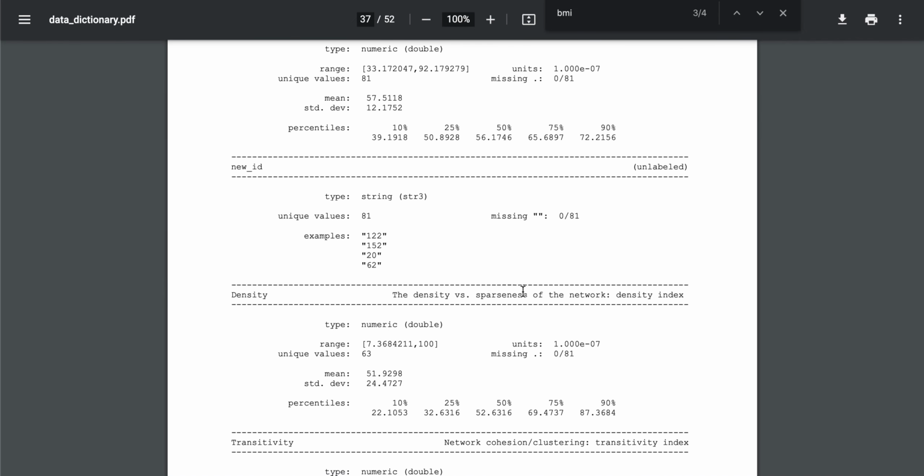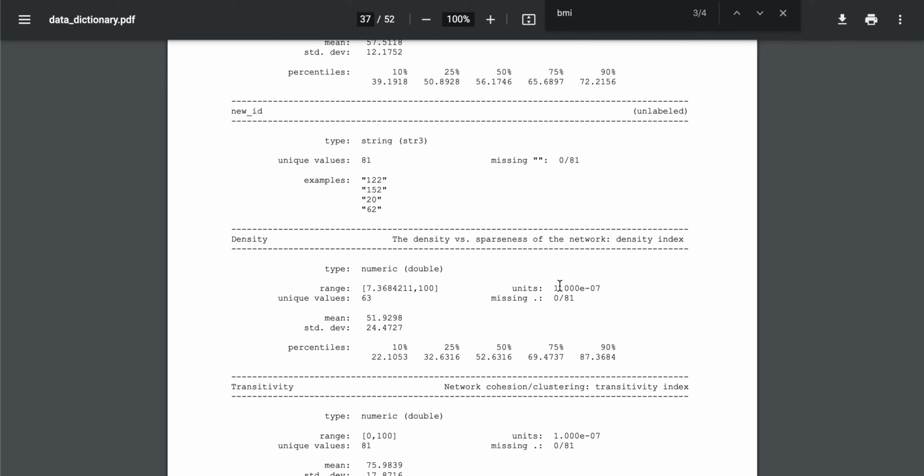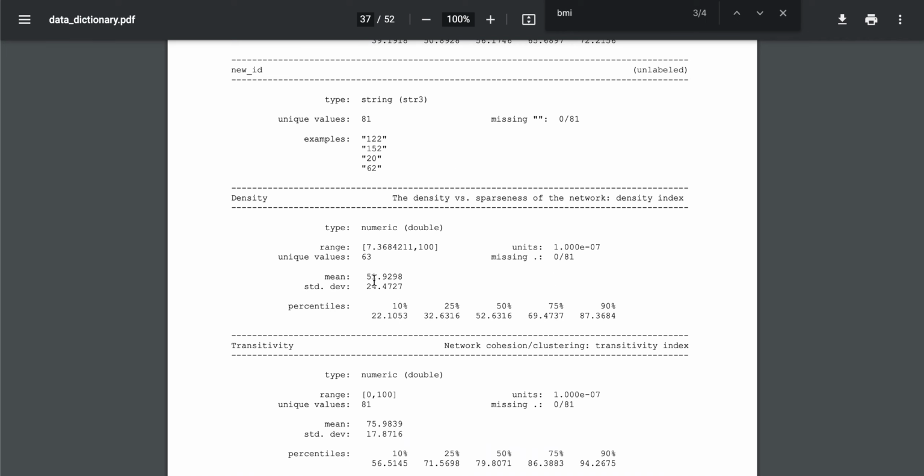Then we have density versus sparseness of the social networks. I don't really want to go into this in a lot of detail, but essentially we look at the alter network, meaning the individuals that this individual has interactions with on a daily, weekly basis, and how much they influence the habits of that person. These are all numerical. Mean 51, standard deviation 24. Your percentiles, nothing is missing.